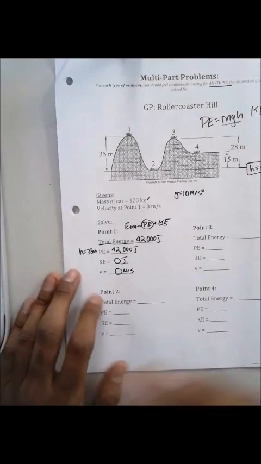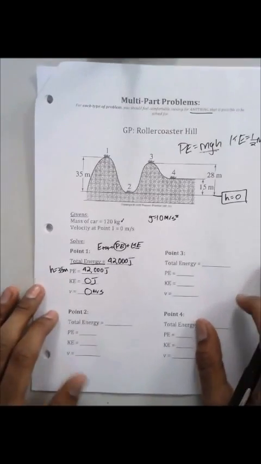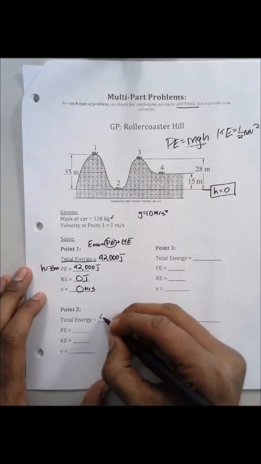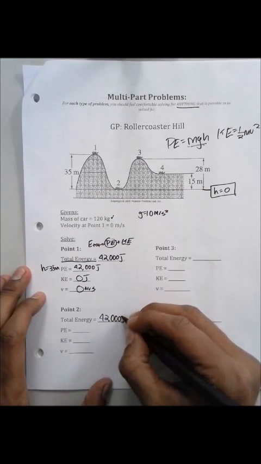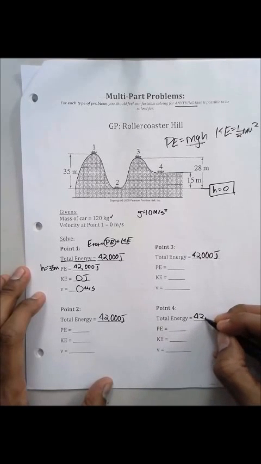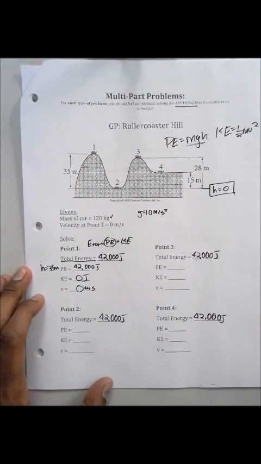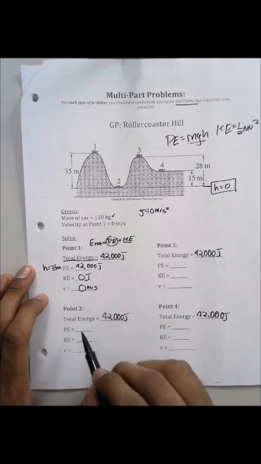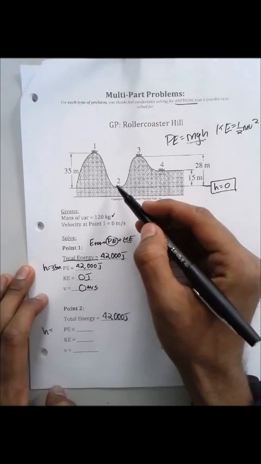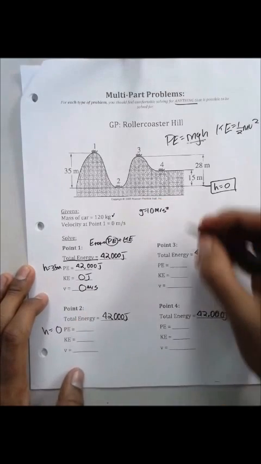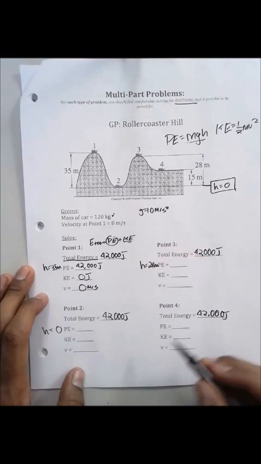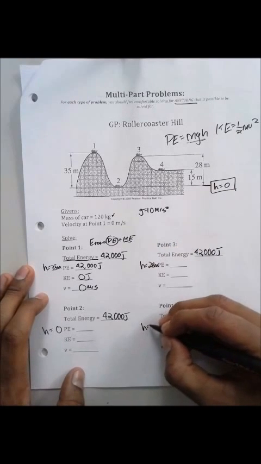Cool. Now, this is the great thing about these problems: once we found out the potential energy or the total energy at the beginning, we know that it has to stay the same throughout. So here's an easy box to fill for all 4 of the points. 42,000 joules. Now, we also know that we can find the potential energy at each of these points by looking at the height. So at point 2, the height is 0. Point 3, I'm just going to write in the heights first. The height is 28 meters. And point 4, the height is 15 meters.